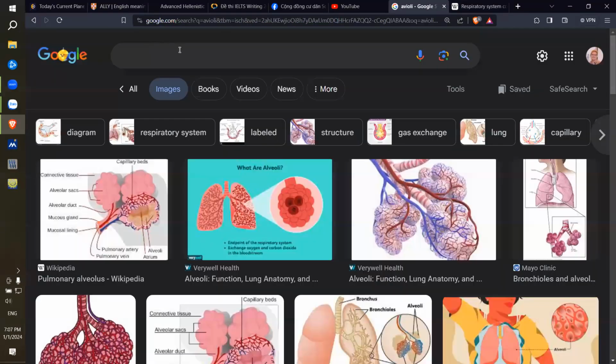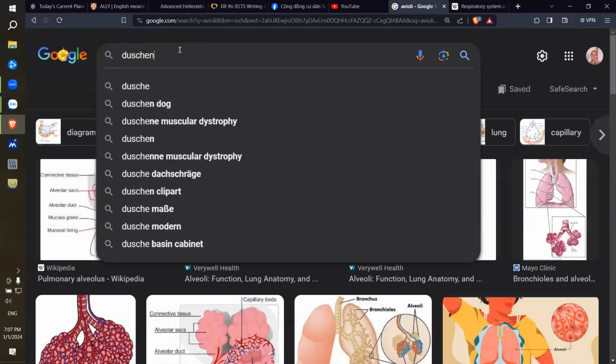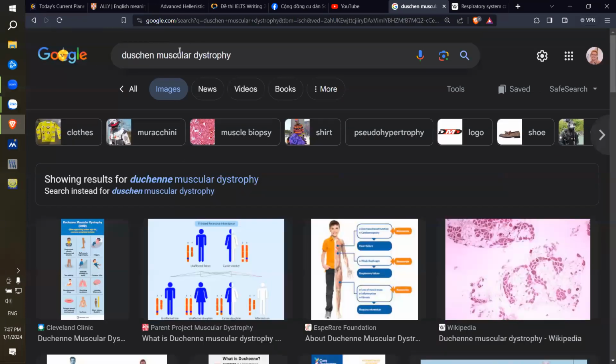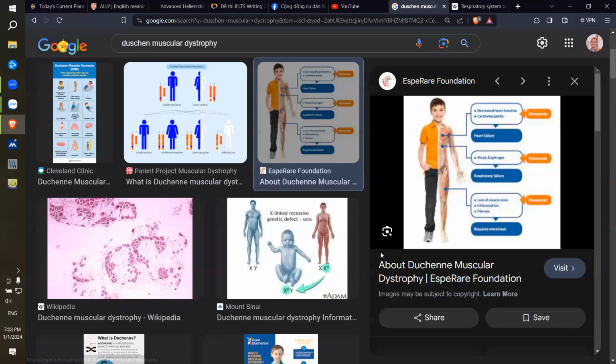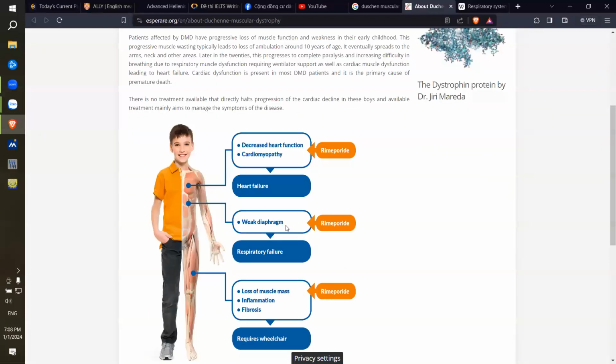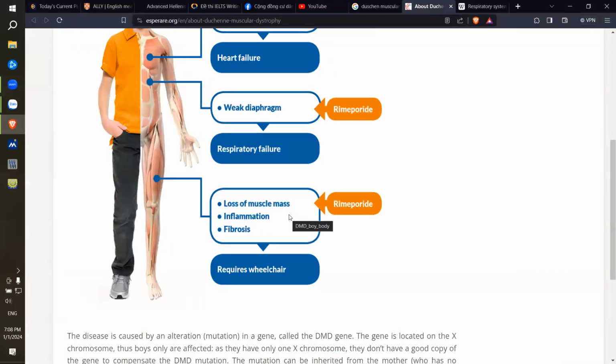Look for this disease. It's called Duchenne muscular dystrophy. It's a genetic disease that will result in a very slow but deadly condition. It kills off your muscle slowly. Look at this one, Duchenne muscular dystrophy. So what will happen here?